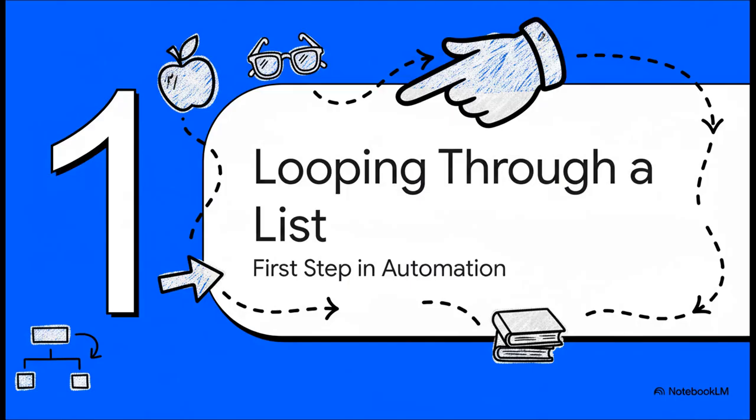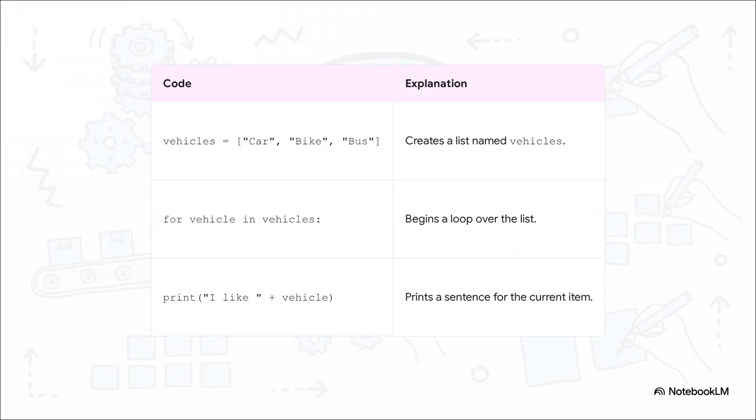Okay, so where do we even begin? Well, the most natural place to start with a for loop is by giving it a list of things and telling it to just go through them, one by one. And the beautiful thing here is just how readable this is. First, we've got our list, vehicles. Easy enough. Then the for loop, which you can almost read like a sentence. For every vehicle inside the vehicles list, do something. And that something is whatever we put inside the loop. In this case, just printing a sentence with the current item.